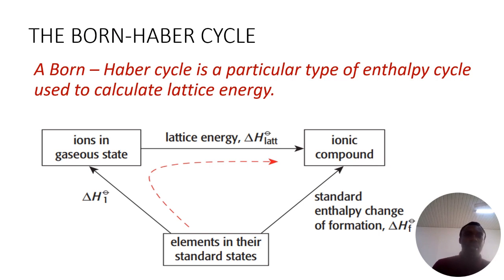So in our previous class, we did justice to the Born-Haber cycle, which is a particular type of enthalpy cycle used to calculate the lattice energy. With the help of the Born-Haber cycle, we can easily calculate the lattice energy, and we can also calculate other quantities such as enthalpy change of formation, enthalpy of electron affinity, enthalpy of atomization, ionization energy, and others. So that's what we're going to focus our attention on today: how we can calculate the lattice energy and other quantities.